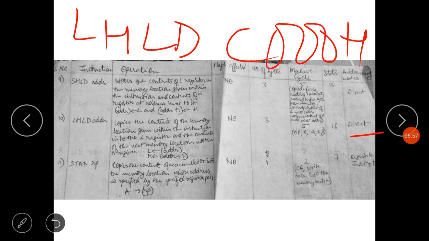Now the next instruction that I am going to discuss is STAX RP. So what does this instruction do?